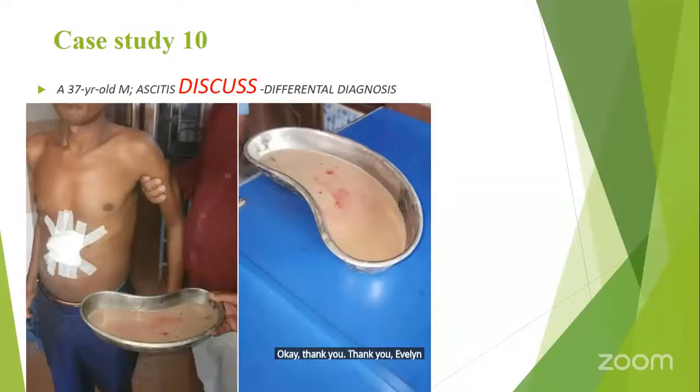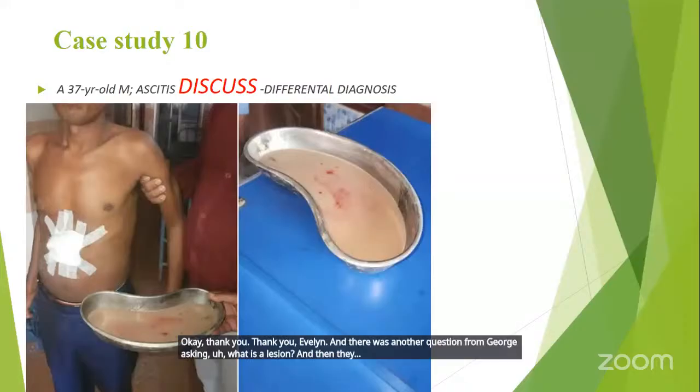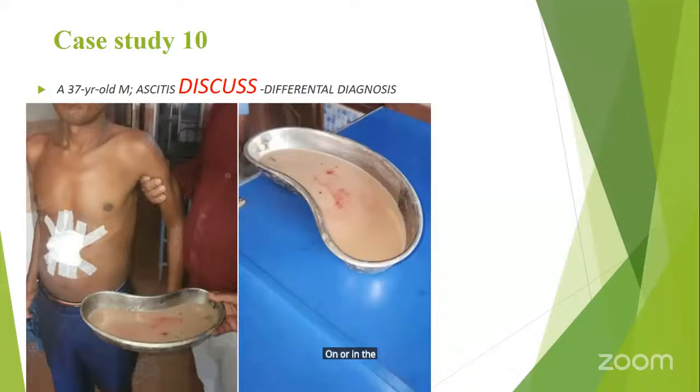And there was another question from George asking what is a lesion? Basically, it's an abnormal tissue on or in the body. That's a lesion.